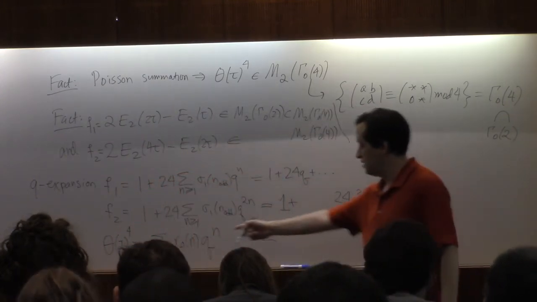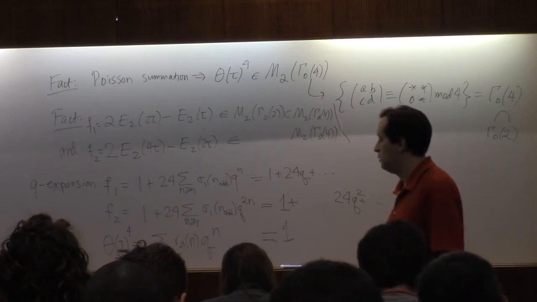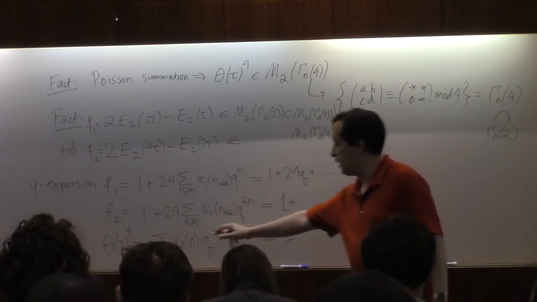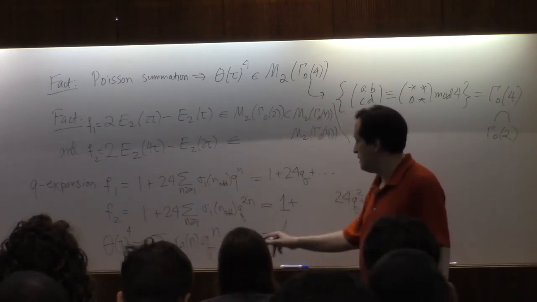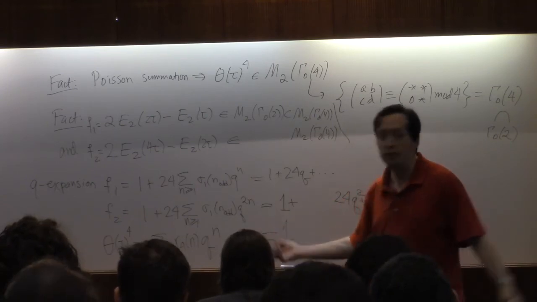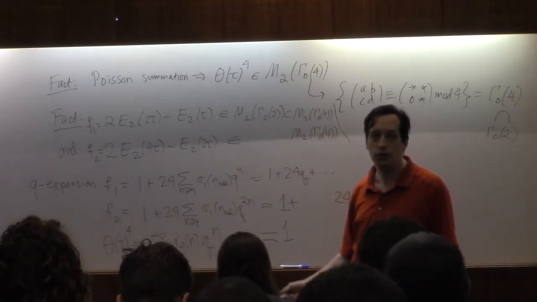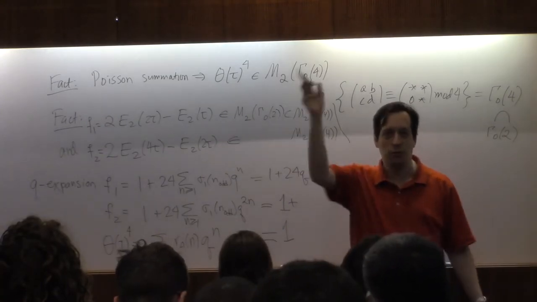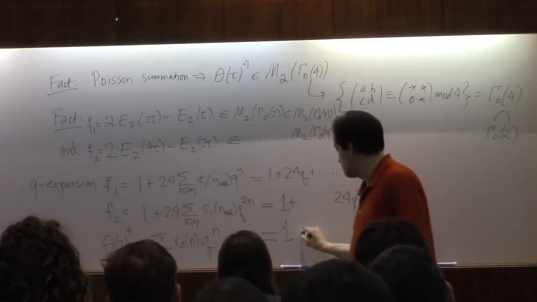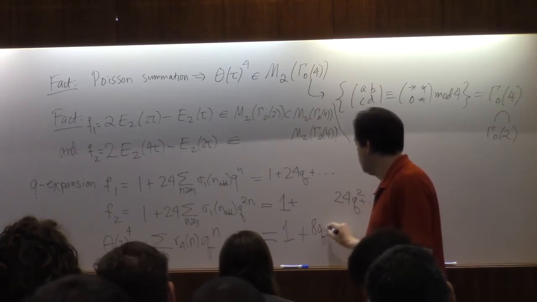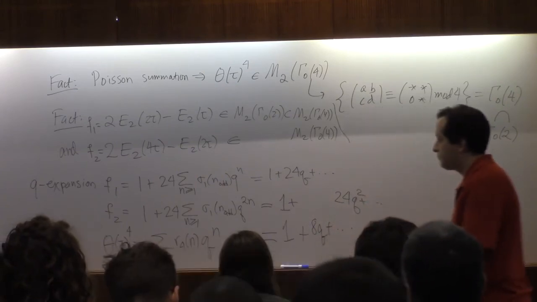And what does it look like? It starts off with a 1. That's when n equals 0. I can write 0 as the sum of 4 squares. And the linear coefficient, you don't need Jacobi's formula. Just, what's the linear coefficient? How many ways can you write 1 as the sum of 4 squares? We already went over it. Plus or minus 1 squared, 0, 0, 0. So it's plus 8q plus dot, dot, dot.